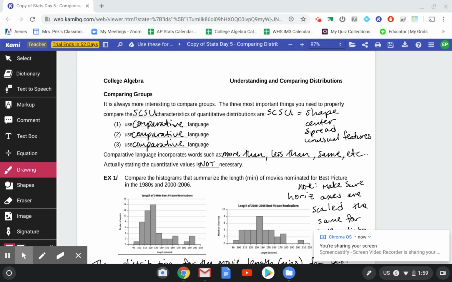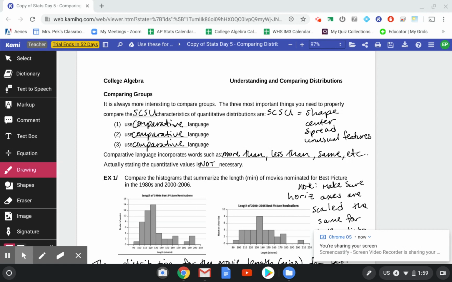Hey class, today we're going to look at our last lesson for our data analysis chapter for our stats unit, which is comparing distributions. In the last lesson, if you haven't watched it yet, you're going to want to go back. We talked about how to describe a distribution using the SCSU: shape, center, spread, and unusual features. Today we're going to look at those same items, but we're going to use them a little differently when we're comparing two distributions. So we'll just start reading here.